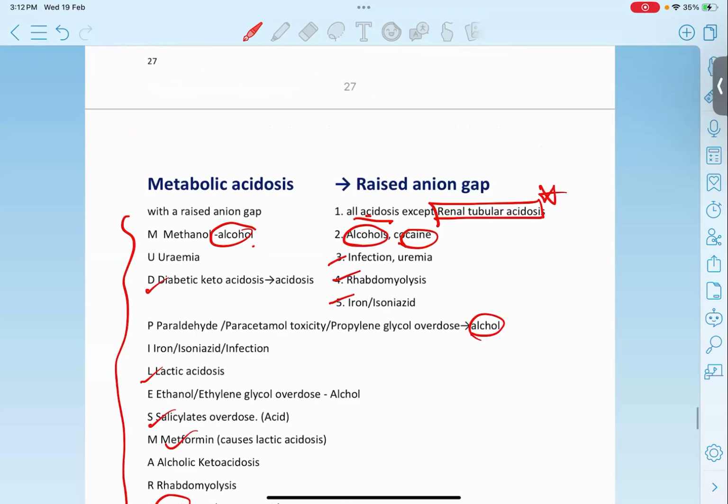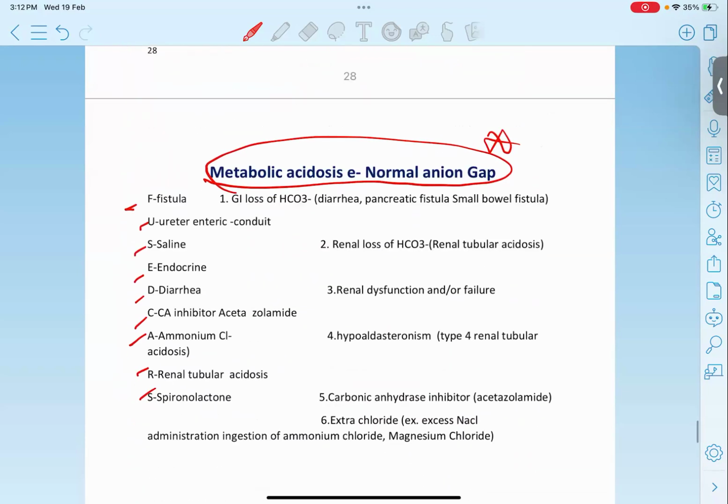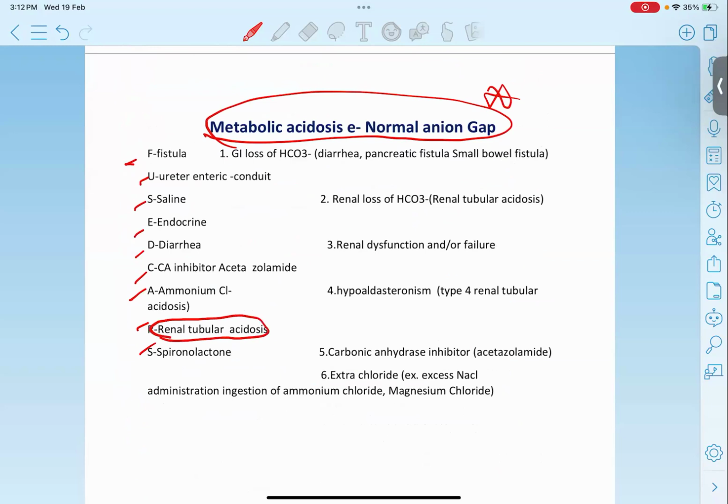So I told you, except renal tubular acidosis. In renal tubular acidosis we find metabolic acidosis with normal anion gap. Okay, this is an exception. And also this situation you can use this mnemonic or either this one, both are the same thing. So first is GI loss. If there is any GI loss, whether it is diarrhea, fistula, pancreatic fistula, small bowel fistula. Next is the renal loss, that is renal tubular acidosis, renal dysfunction or failure, hypoaldosteronism, carbonic anhydrase inhibitor, extra chloride.